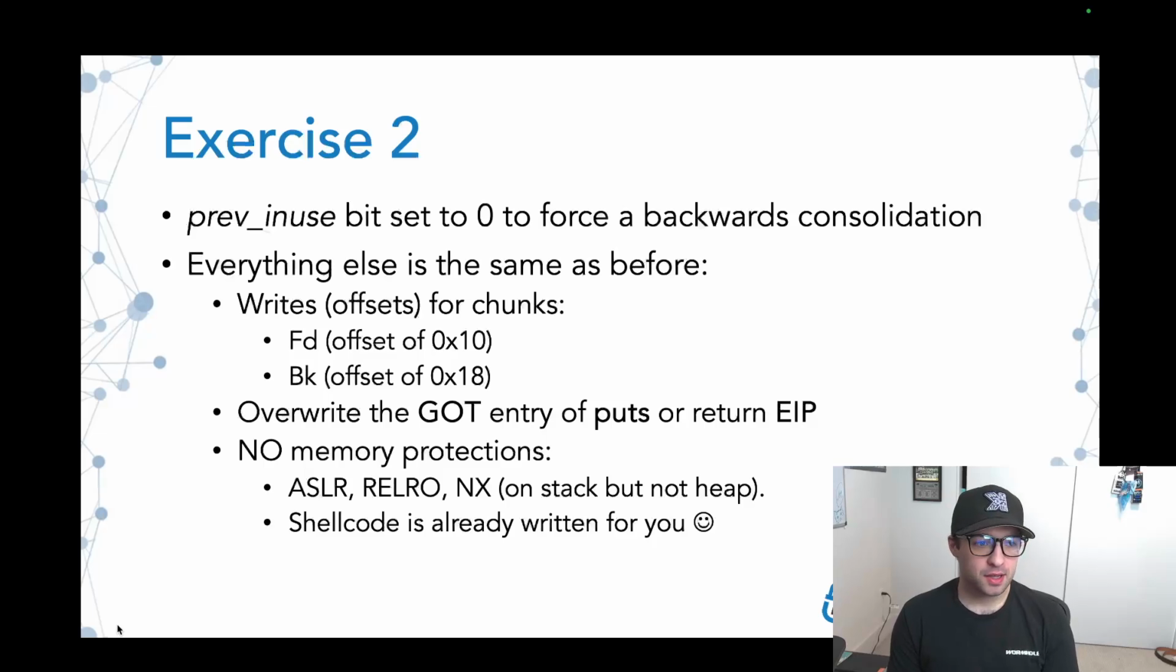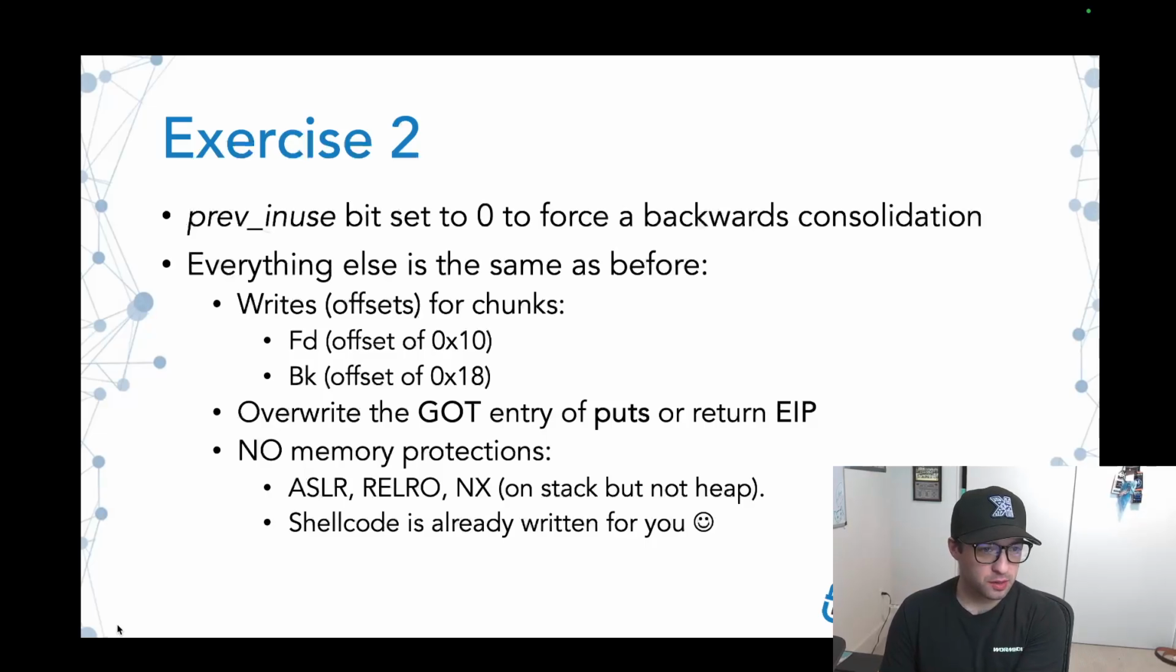What I mean by that is we're going to abuse the prev in use bit. The prev in use bit actually determines whether the chunk below it is free or allocated. If it's 1, it's allocated. If it's free, it's 0. So if we set this to 0, then we can trick malloc into thinking that our chunk needs to be consolidated and freed. But in reality, that chunk's still being used, it's still allocated, and we're going to trick it to perform the unlink process when it shouldn't.